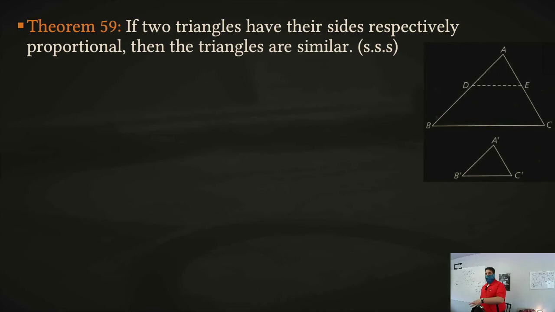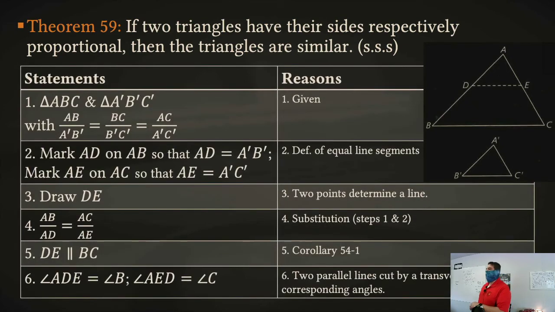Again, lowercase because similarity. Let's discuss the proof, and let's make sure we're not discussing other things while I'm discussing this. Gabby. All right, so we have our given two triangles along with proportional sides. We're going to mark AD on AB so that AD is equal to A prime B prime, and mark AE on AC so that AE equals A prime C prime. Then we'll draw DE, and our goal is going to be to prove DE is equal to B prime C prime.